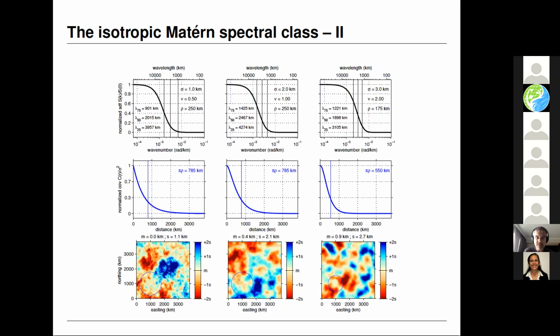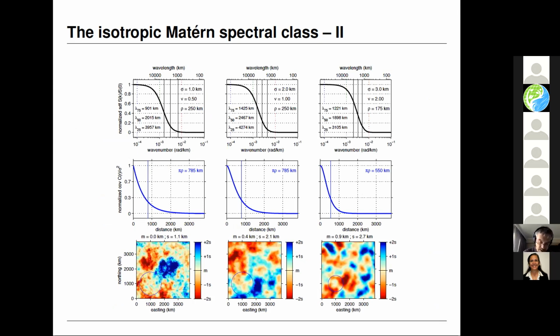So here are some examples. In black is this S of K I've been talking about, the spectral density as a function of wave number. In blue is the C that I've been talking about, which is the correlation, the covariance.